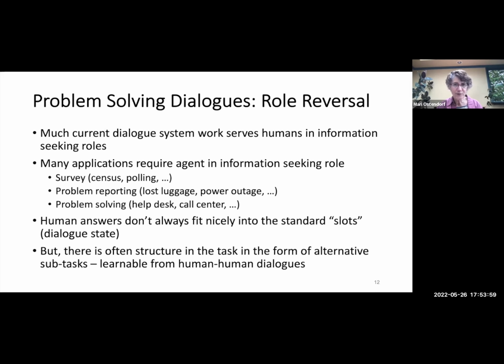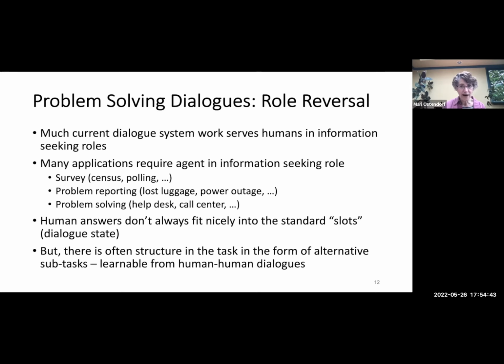Okay, now I'm going to do a role reversal. It's similar to what Michelle talked about when saying, okay, you can talk about a document, or you could have a dialogue that generates a document. I'm going to say a lot of the work is looking at humans doing information seeking, but there are a whole lot of applications where you want the agent to do the information seeking from the human. So surveys, like polling, problem reporting. So for example, one of the earliest spoken dialogue systems was reporting lost luggage.